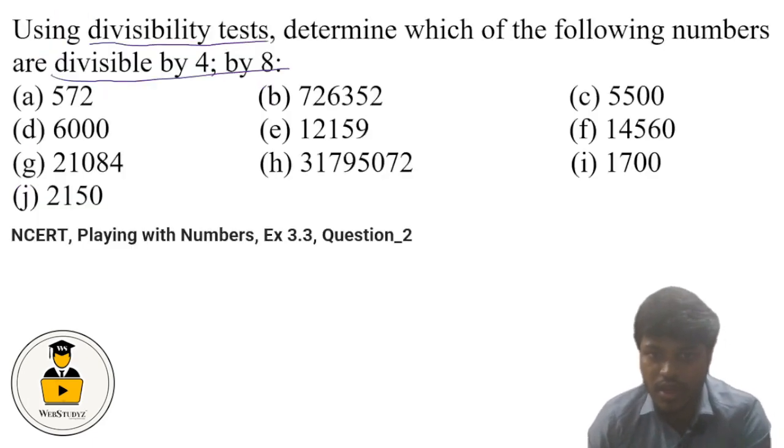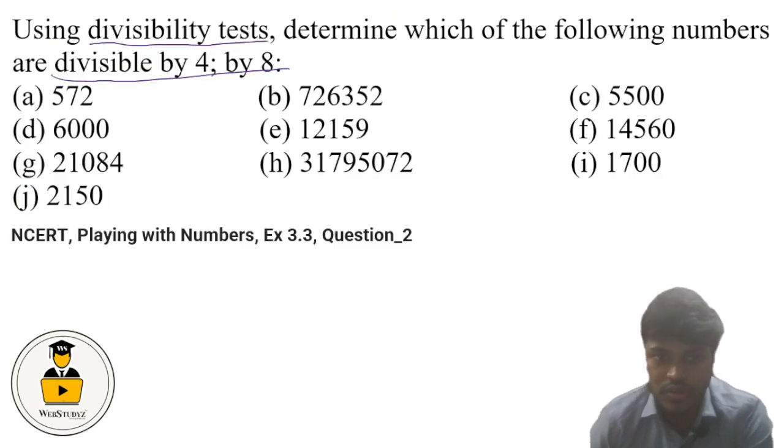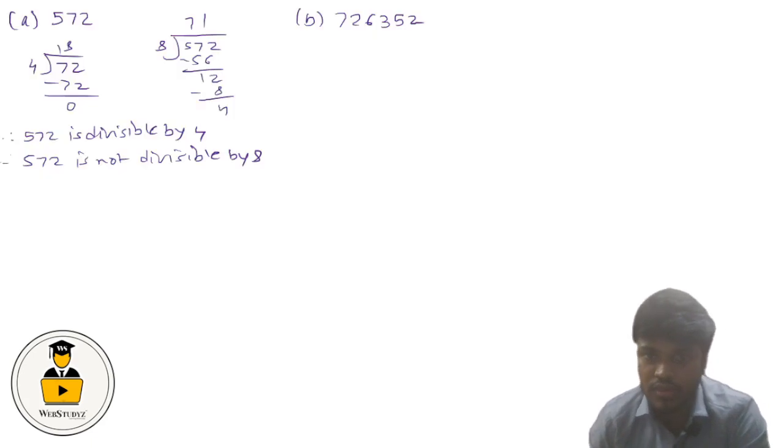Similarly, let us consider the next number. So it is 7,26,352. To check for divisibility by 4, we will consider the last two digits. So it will be 52. Now we know that 13 fours are 52, so it is divisible by 4. So therefore, we can say that the number is divisible by 4.